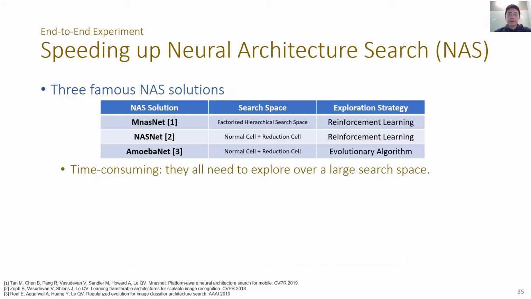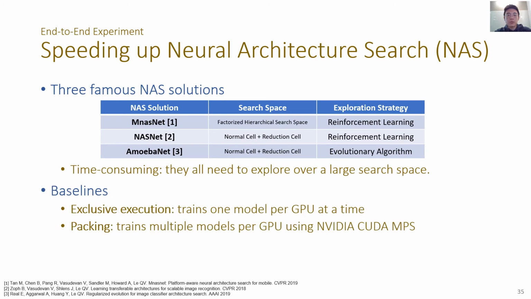In the first end-to-end experiment, we evaluate how much Retiarii can accelerate neural architecture search. We choose 3 famous NAS solutions to evaluate: ENAS, NASNet, and ProxylessNAS. We chose these 3 because they cover different combinations of search spaces and exploration strategies. Both ENAS and NASNet use reinforcement learning to explore the search space, and NASNet and ProxylessNAS use the same search space proposed by NASNet. Because of the large search space of the 3 NAS solutions, the exploration process could be very time-consuming. We compare Retiarii with 2 baselines.